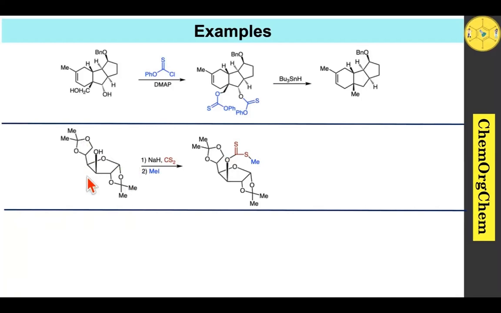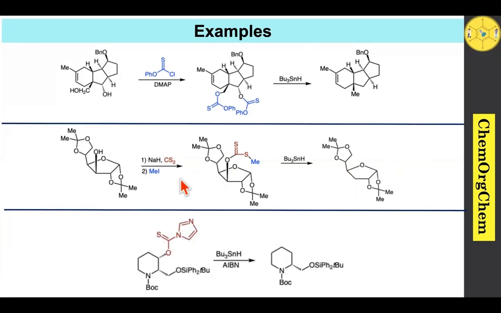This is another example. Now you see this compound having a secondary alcohol group. When you treat it with sodium hydride and carbon disulfide, followed by methyl iodide, it readily produces the corresponding thiocarbonyl derivative. Then treatment with tributyltin hydride readily deoxygenates this particular position to produce the corresponding product. This is another example containing a thioimidazolyl group. When you use tributyltin hydride and AIBN, it readily deoxygenates this position to produce the corresponding product.